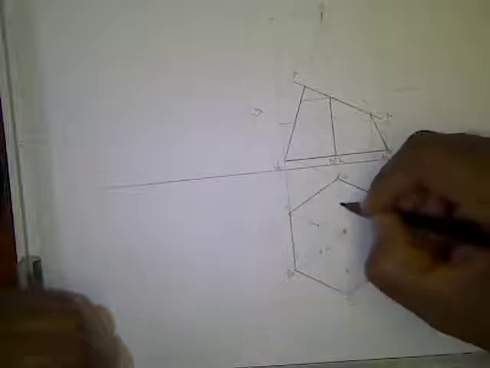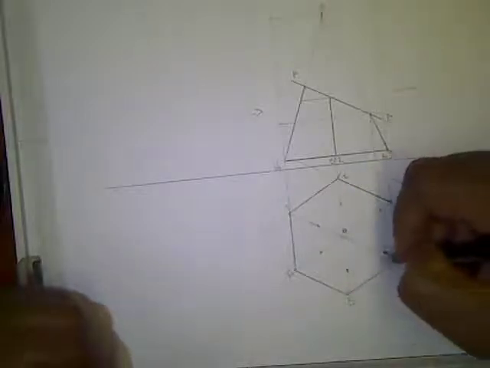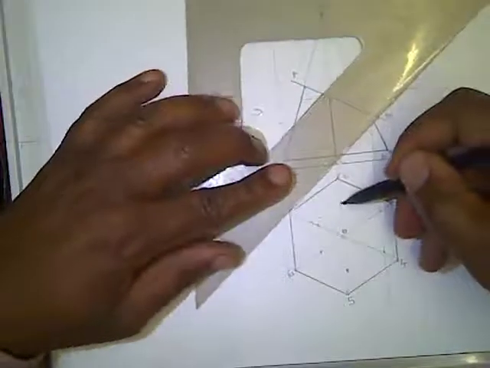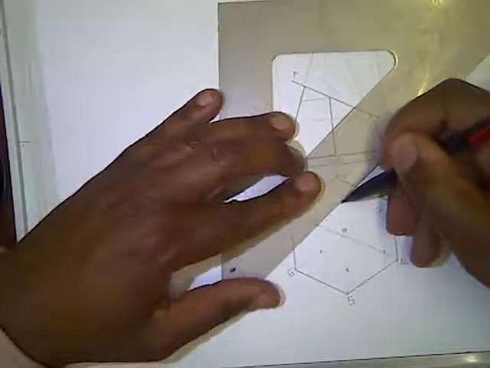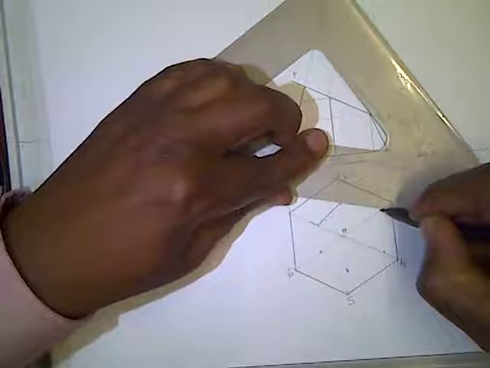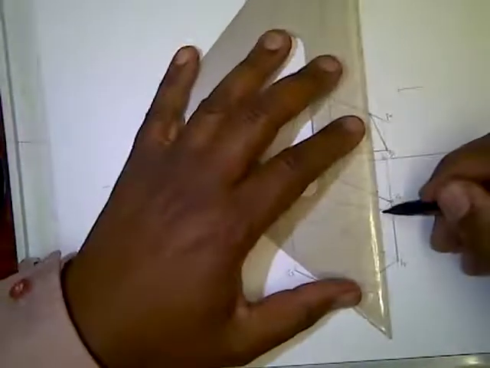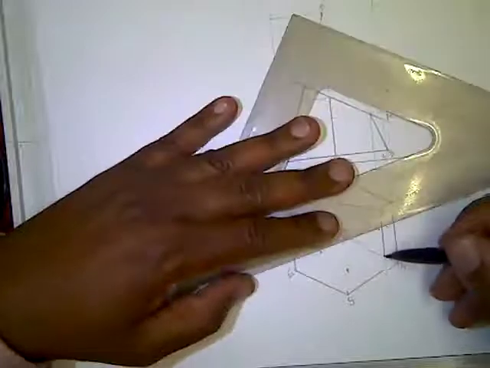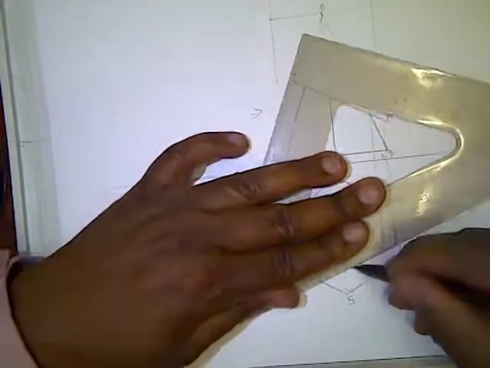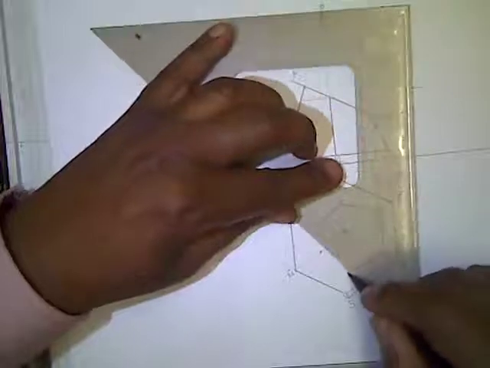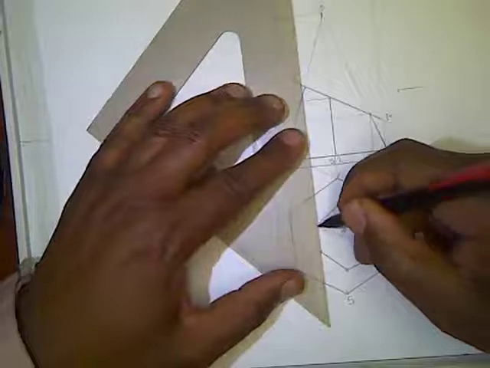1 cuts here, 2 cuts here, 3 here, 4 here, 5 here, 6 there. Then we join the cut. I join the cut: 1 to 2, 2 to 3, 3 to 4, 4 to 5, 5 to 6, 6 to 1, that is the cut. Now let's check.